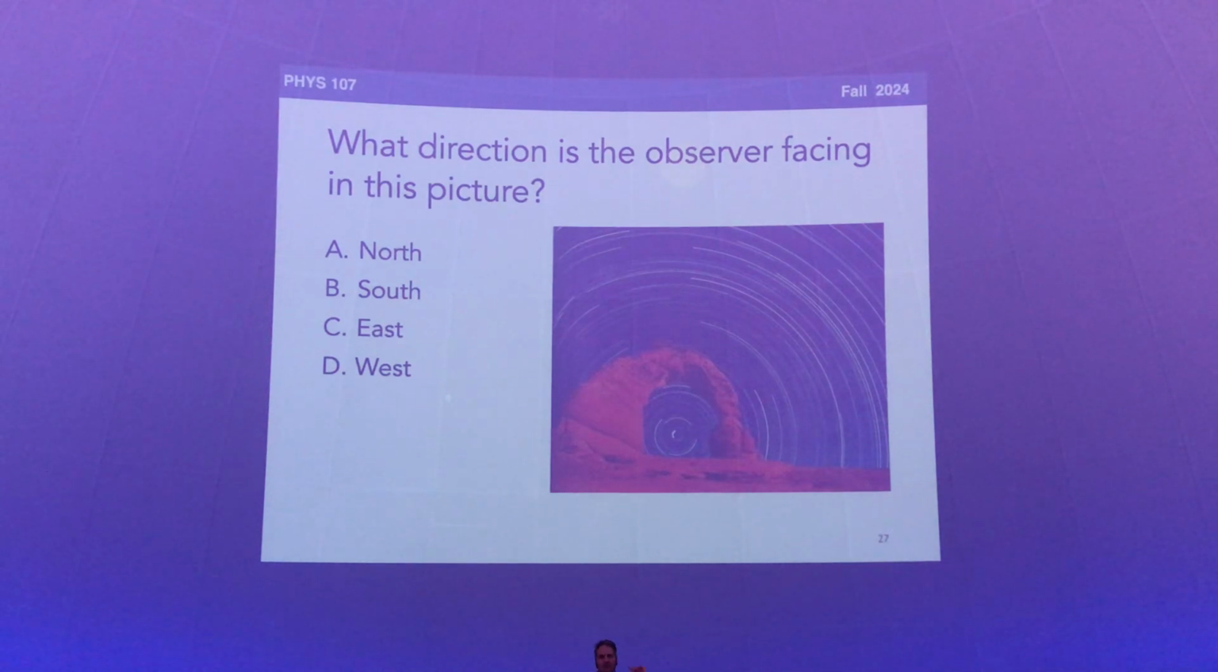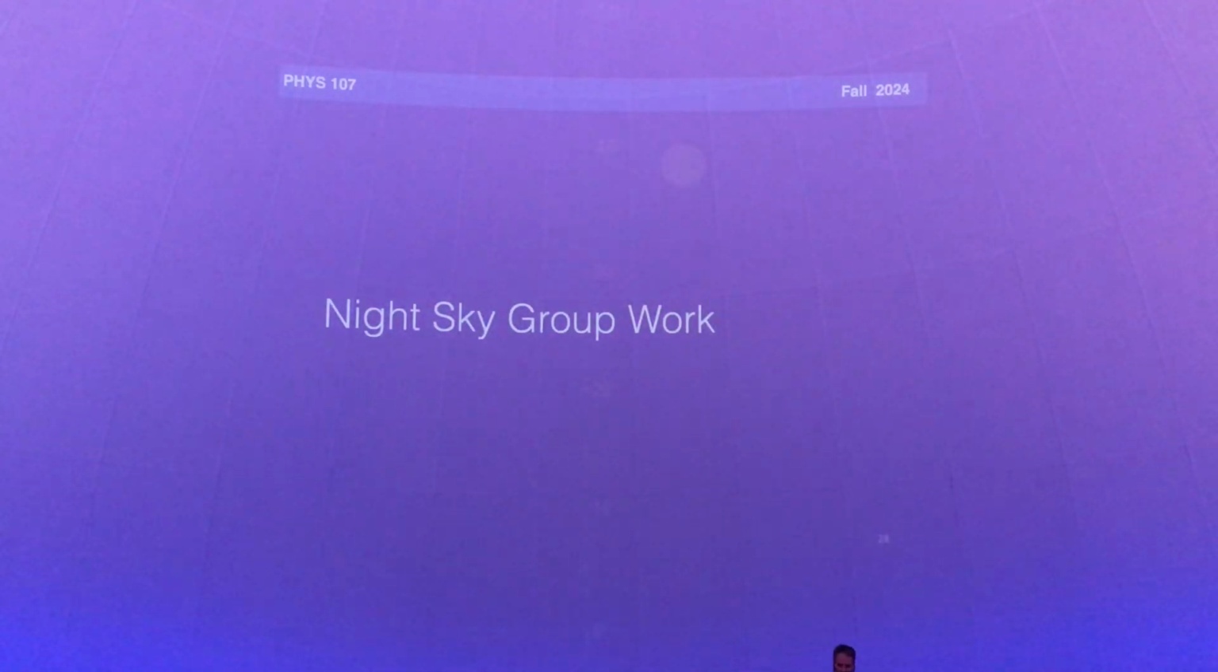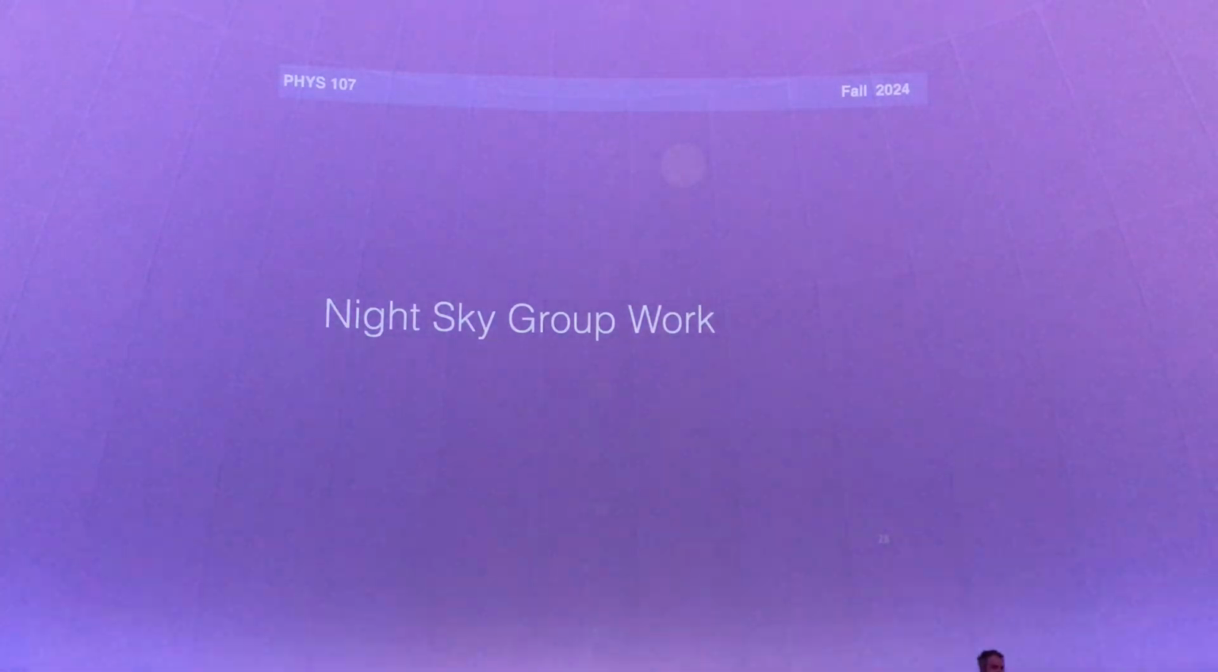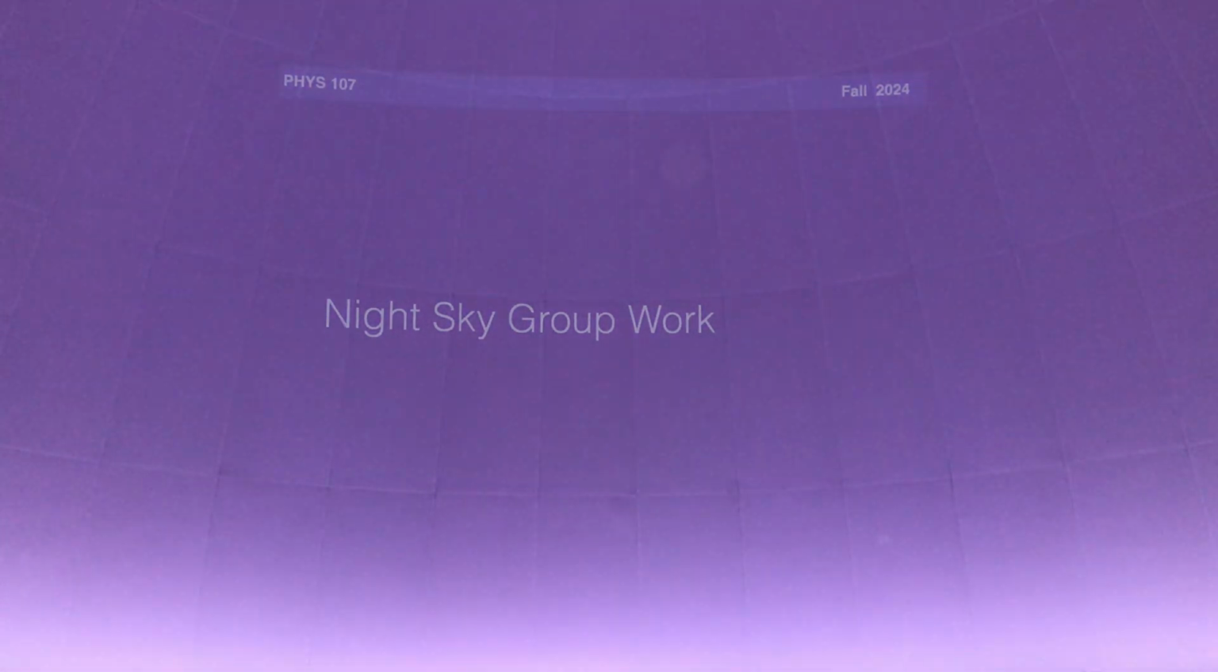But I know when you get a question like that, it feels like, wait, am I missing a piece of information? It's like, no, you have to look very carefully at the picture. Okay, so we have a night sky group work, and it's just about when stuff sets and rises.